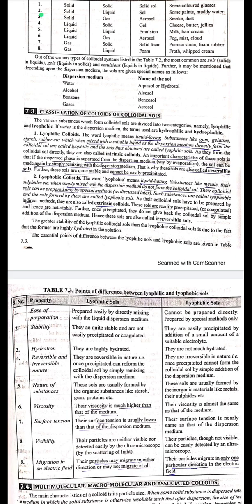Lyophobic colloids. The word lyophobic means liquid hating. Substances like metals, their sulfides, etc., when simply mixed with a dispersion medium, do not form the colloidal sol. Their colloidal sols can be prepared only by special methods. Such substances are called lyophobic, and the sols formed by them are called lyophobic sols. As their colloidal sols have to be prepared by indirect methods, they are also called extrinsic colloids.